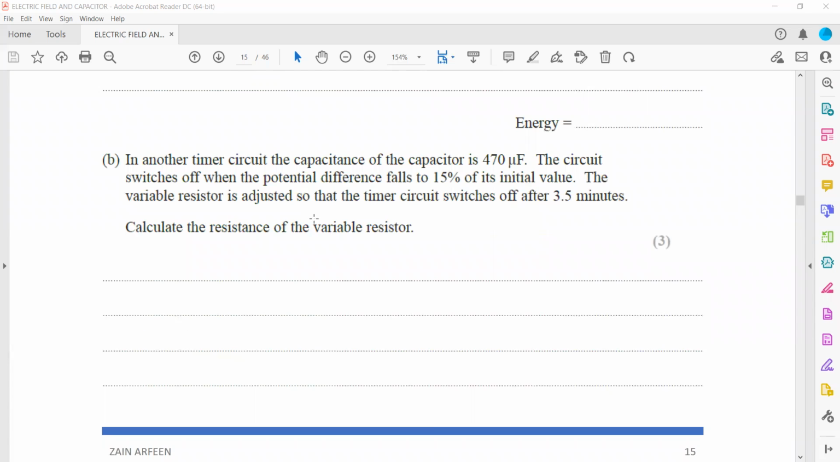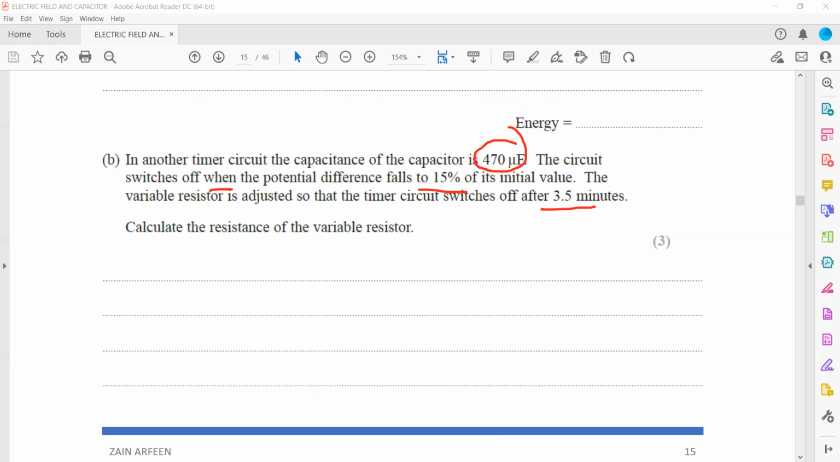In part B, in another timer circuit, the capacitance of a capacitor is 470 microfarad, meaning 10 to the power minus 6. The circuit switches off when the potential falls to 15% of the initial value. The variable resistor is adjusted so that the timer circuit switches off after 3.5 minutes. Calculate the resistance of the variable resistor.